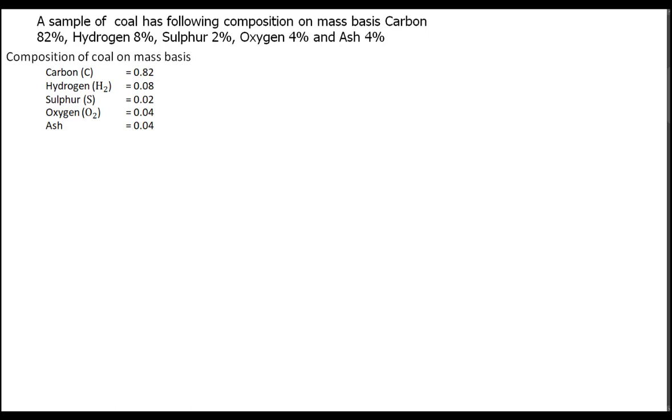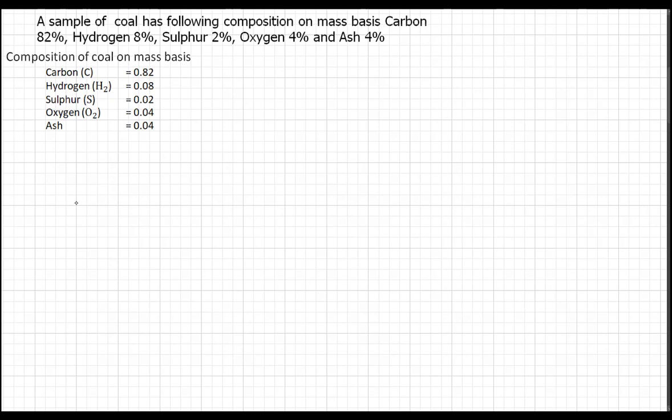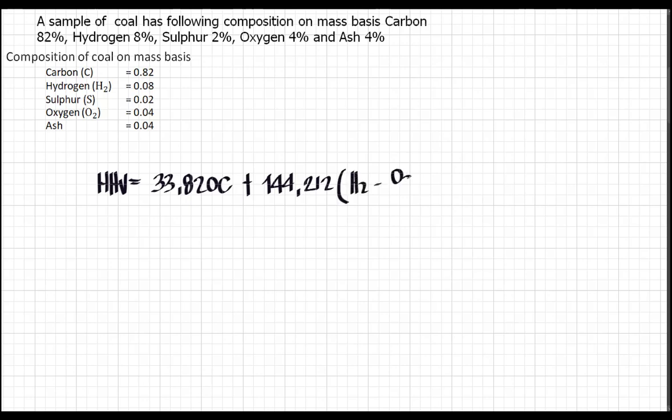Okay, so let's write out the formula for the higher heating value. So our equation for the higher heating value, HHV, is equal to 33,820 times the carbon percentage in decimal form, plus 144,212 times (H2 minus O2 divided by 8), then plus 9,304 multiplied by sulfur. So we directly substitute the values of carbon in terms of decimals.